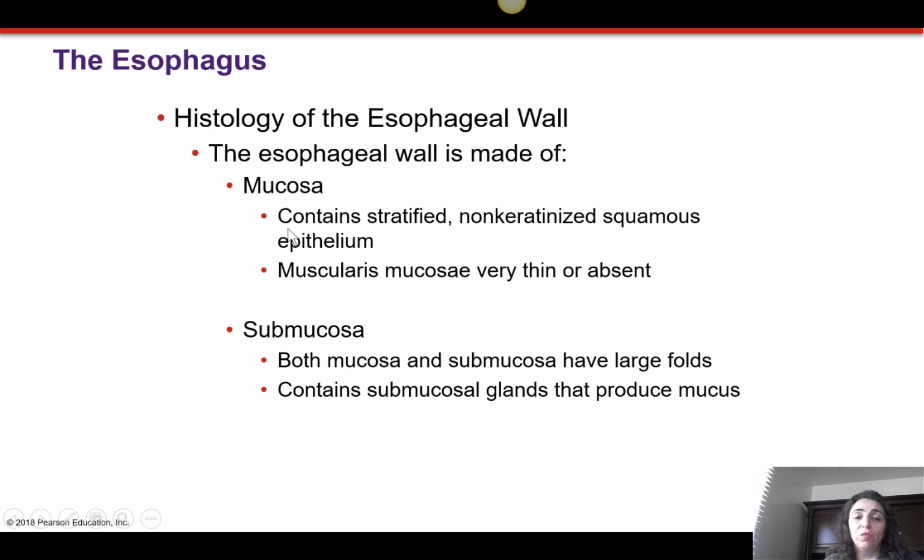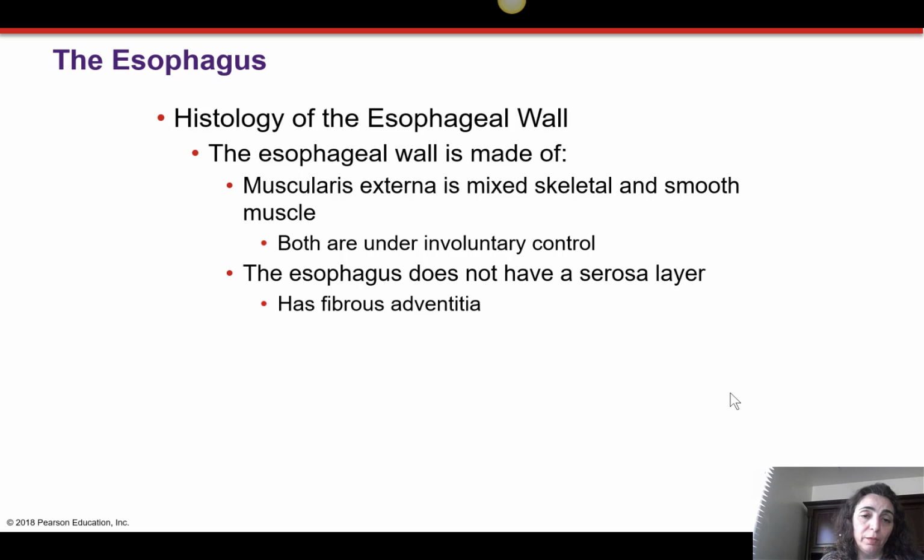The mucosa that we have for the esophageal wall contains the stratified non-keratinized squamous epithelium still, like the mouth and the pharynx. And the muscularis mucosa here is very thin or even absent. Both mucosa and submucosa have large folds and they contain submucosal glands that produce mucus. We need lots of mucus so that it lubricates the lumen of the esophagus so that the food that is coming can move downward more easily.